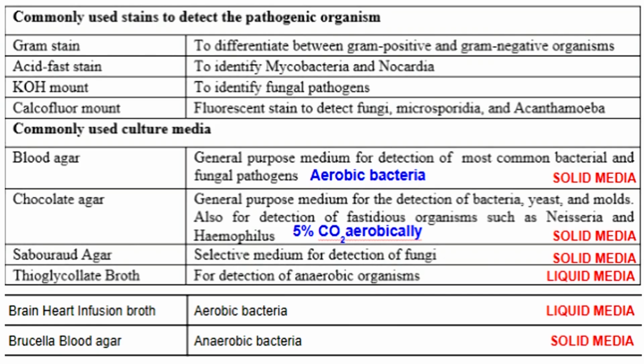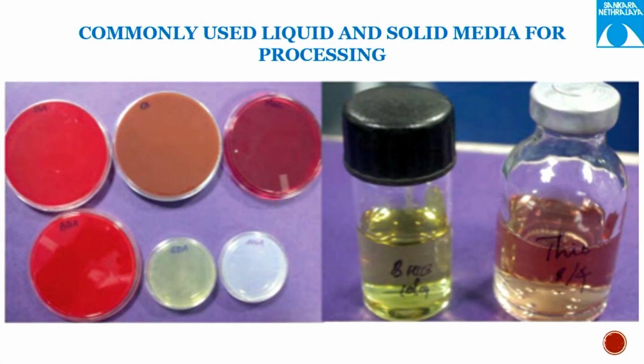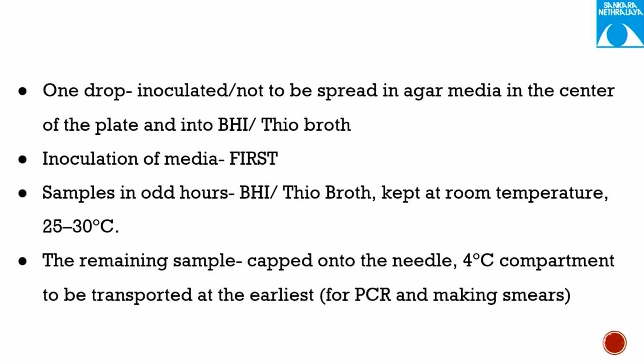Then thioglycolate and BHI, these are two liquid medias. BHI is for aerobic bacteria and the thioglycolate is for anaerobic organisms. Brucella blood agar is also a solid media for anaerobic bacteria. These are the images for common liquid and solid media used in our lab.